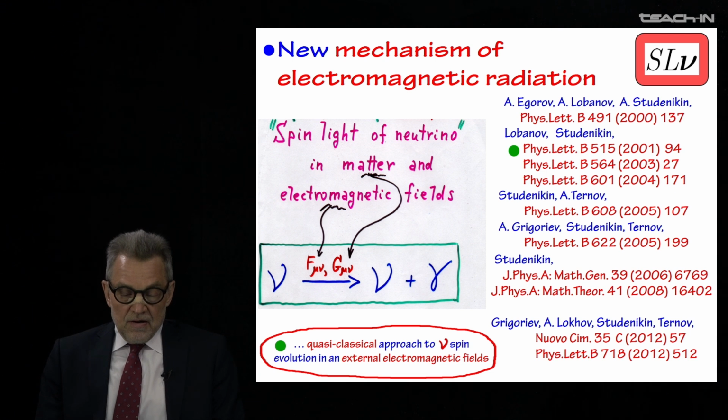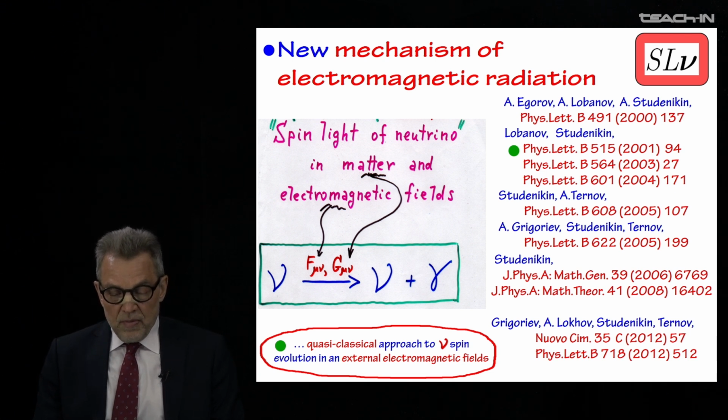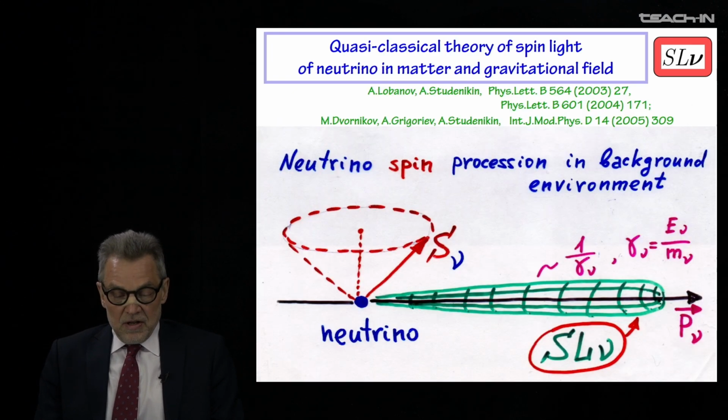And then later, in a series of our papers, also mentioned here in this transparency, we developed with our colleagues the quantum description of this phenomenon. Of course, this is more complete because this is a quantum phenomenon by its nature. And also we reproduce the quasi-classical results for the spin light of neutrino characteristics. So this is a quasi-classical theory for the spin light of neutrino.